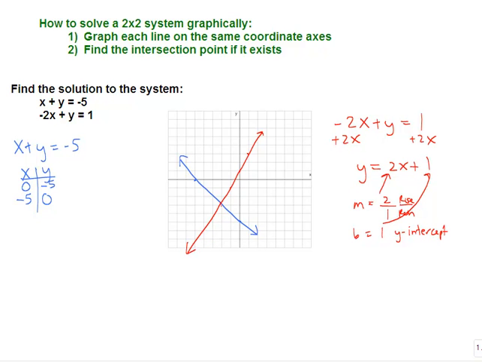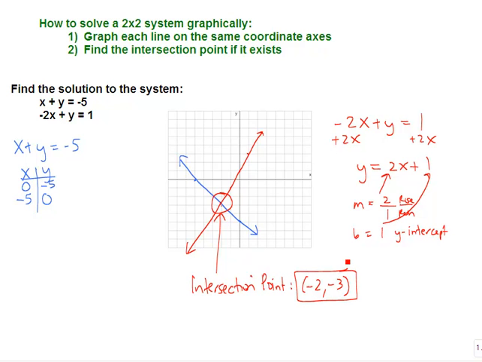And what we're looking for when we graph a system of equations like this, the solution is going to be the intersection point, which we can see right here is going to have coordinates of -2, -3. So -2 comma -3 would be your solution.